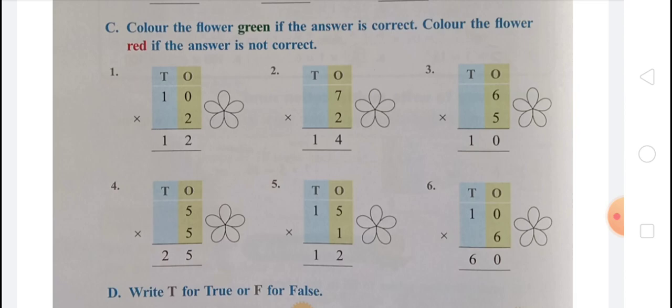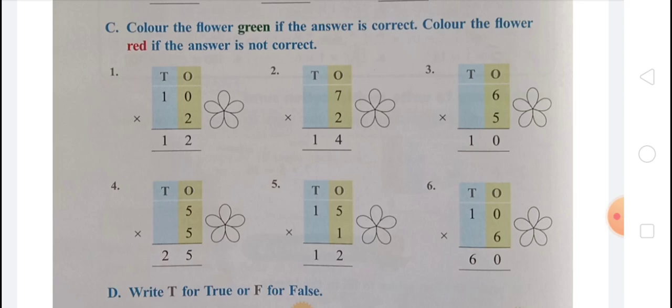Okay. In the fifth, it is given 15 multiply 1 equal 12. We know that when a number is multiplied by 1, the answer is the number itself. That means if you multiply 15 by 1, the answer will be 15, not 12, and it is given 12. So our answer is incorrect. So we will color the flower red.